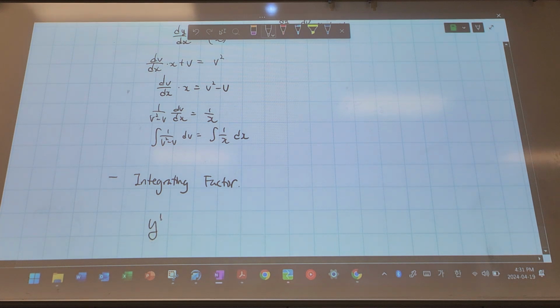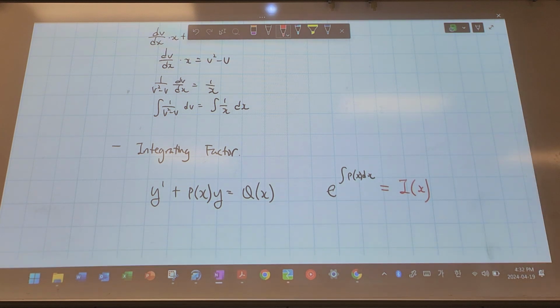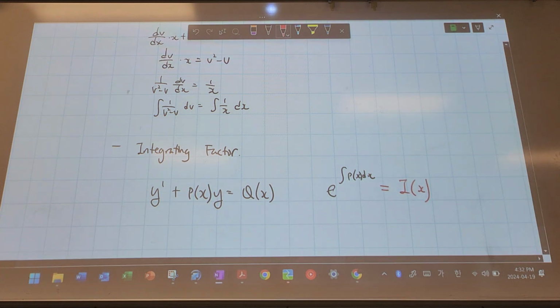So what it says in the formula booklet, what it means: y prime plus p of x times y equals q of x, and then we basically have e to the power of the integral of p of x dx, right? So what this means is, it's I of x. Your first part, if you encounter an integrating factor differential equation, is to identify the p of x, and then you do the integral of p of x and make it e to the power of that. And that is your I of x.